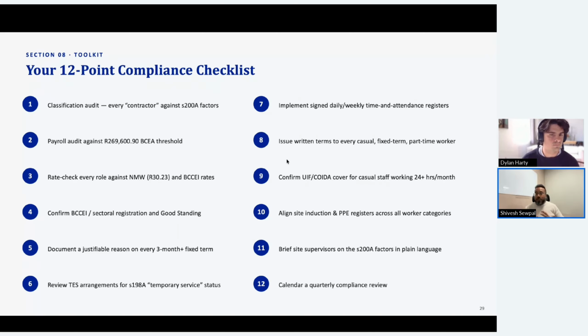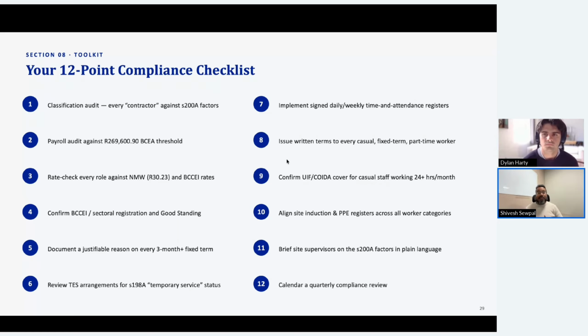Confirm bargaining council status. Check whether your business falls under the BCCEI or any other relevant bargaining structure. Review all fixed-term contracts. If a contract runs beyond the 3 months, ask, what is the justifiable reason and is it recorded? Review labor broker arrangements. Confirm whether the work is truly temporary and what your joint liability exposure looks like.